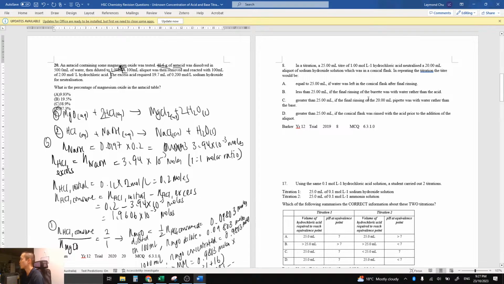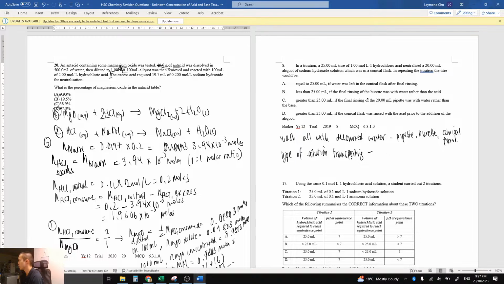We want to wash everything. Wash all with deionized water. So this is your pipette, this is your burette, and this is your conical flask. Now we follow the washing of the deionized water with the type of solution that they're going to be transporting.